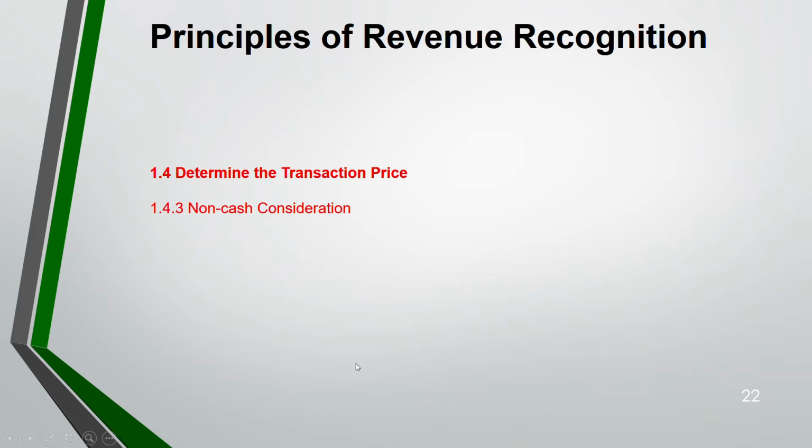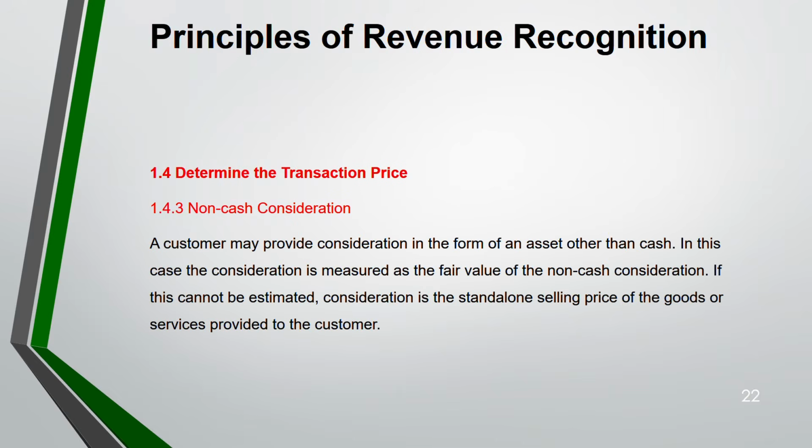Now, non-cash consideration. A customer may provide consideration in the form of an asset other than cash. So in this case, you have to measure the consideration at fair value. If you cannot estimate, then the consideration will be the stand-alone selling price of the good or service that is provided to the customer.